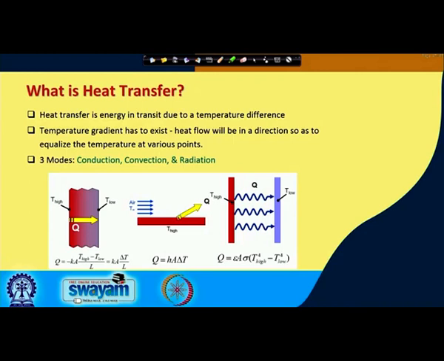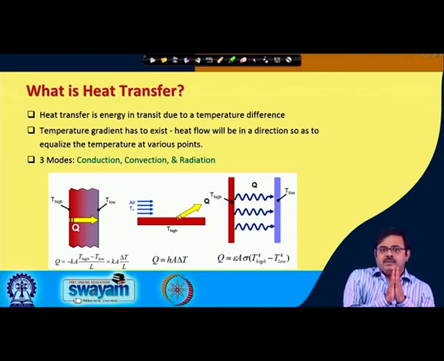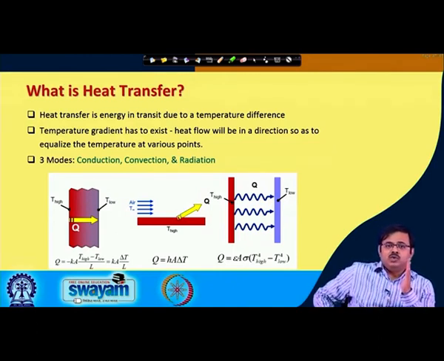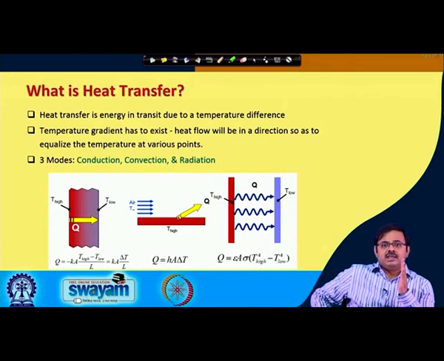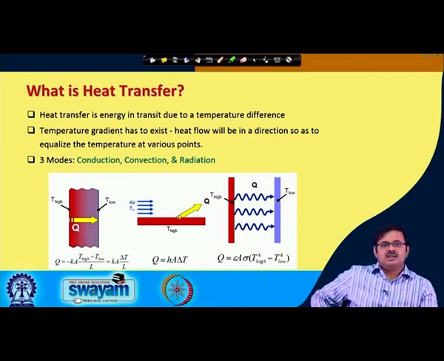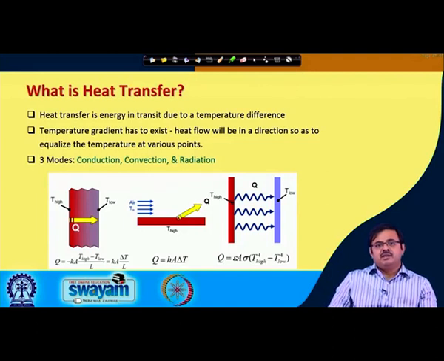So, if you have two bodies at different temperatures, one at a higher and one at a lower, and you bring them in contact, then we know that heat will flow from the hotter body to the colder body, right. And how long will that flow? The heat will flow till the two temperatures get equalized. Clear? So, that is what we mean when we say that a temperature gradient has to exist for heat to flow.